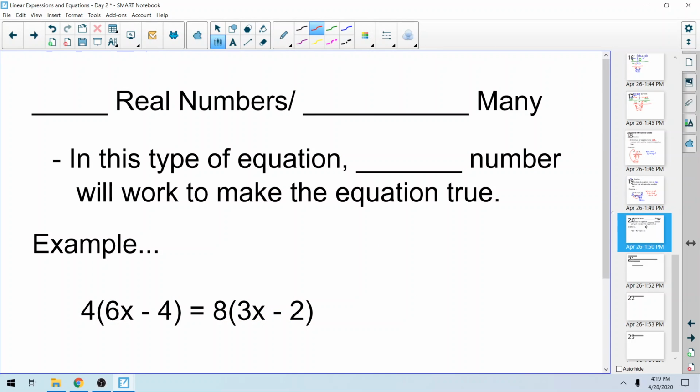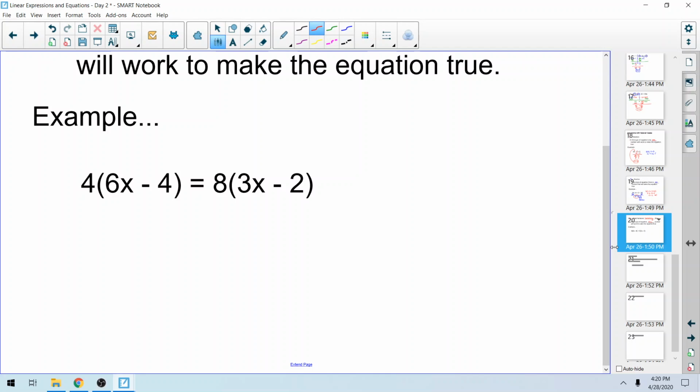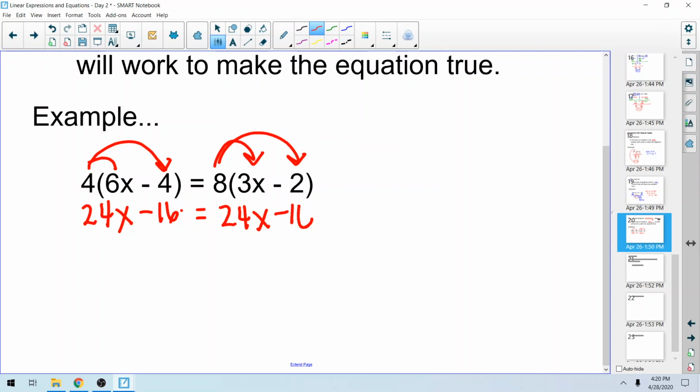Our last special case is all real numbers, which means infinitely many solutions. In this type of equation, all numbers will work to make the equation true. So let's take a look at what this looks like. Distribute first. So 4 times 6x is 24x. 4 times negative 4 is negative 16. Equals 8 times 3x is 24x. 8 times negative 2 is negative 16.